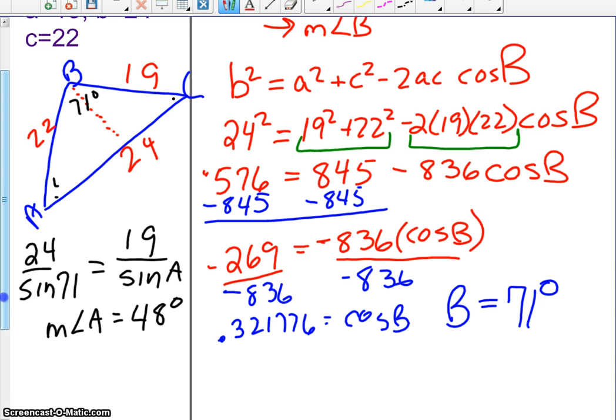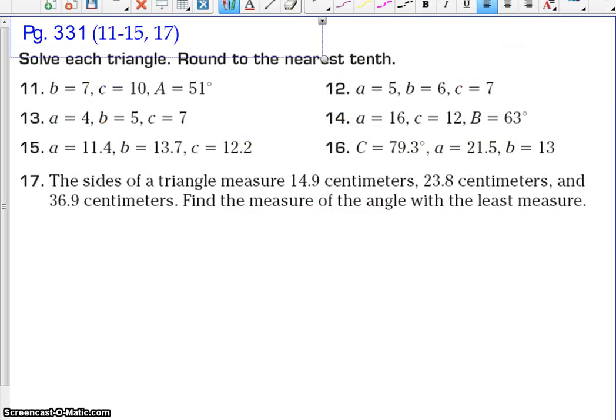Well, if this A is 48 degrees, the 180 rule says the only thing for measure of angle C has to be 61 degrees. And now I found the measures of all three angles, okay? And that's really helpful. Let's move on here.